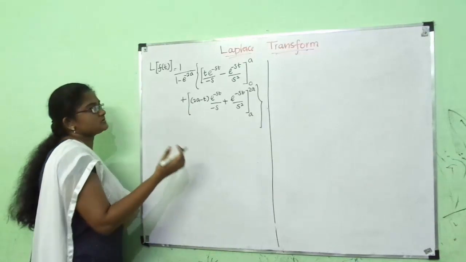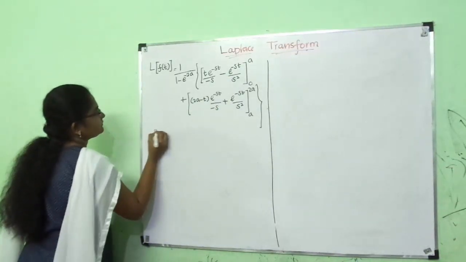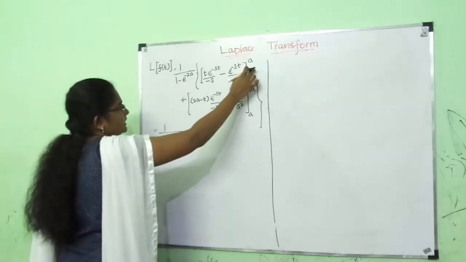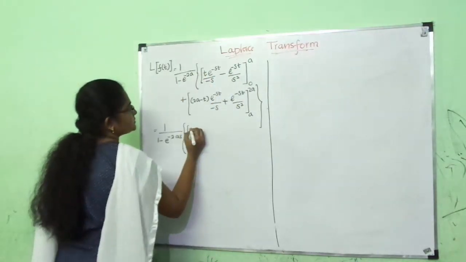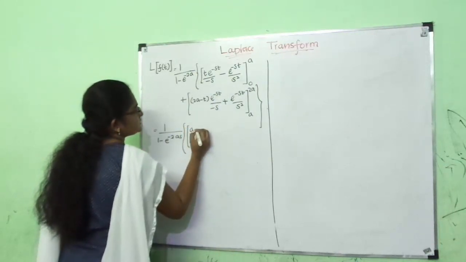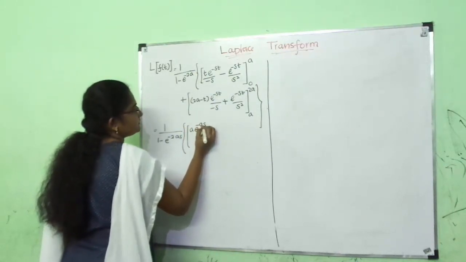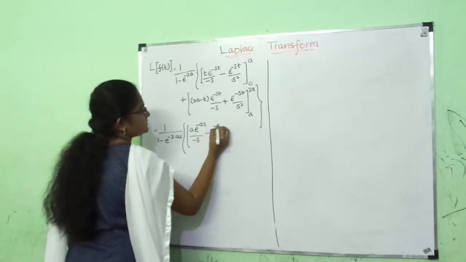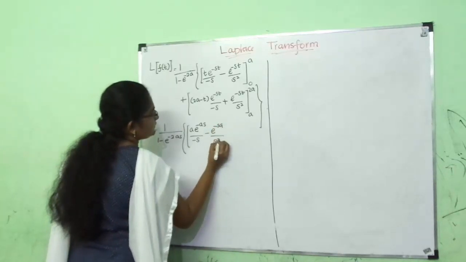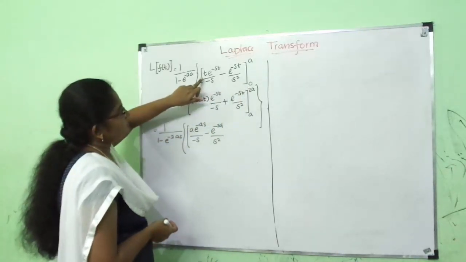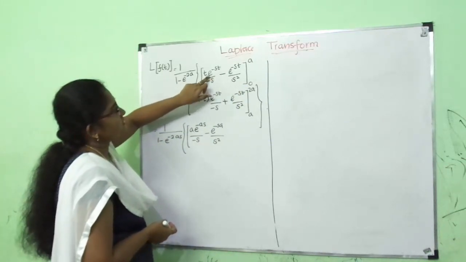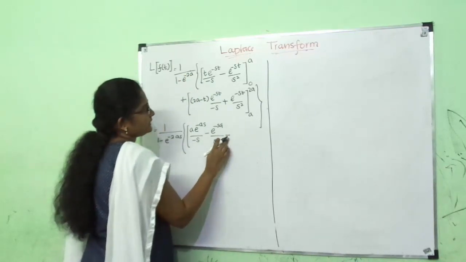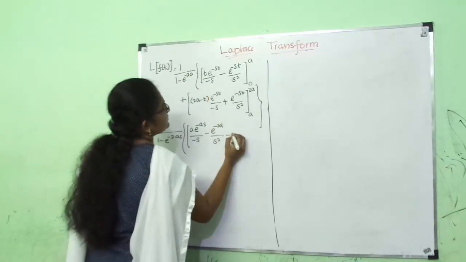In the next step we are going to apply the limits inside. 1 by 1 minus e power minus 2as. Apply the upper limit a in the place of t, a into e power minus as by minus s, minus e power minus s into a divided by s square. Lower limit is 0. If you apply 0 in the place, you will get 0 into anything will be 0. So I am leaving it. While applying the lower limit, you will have minus sign. So this will become 0.